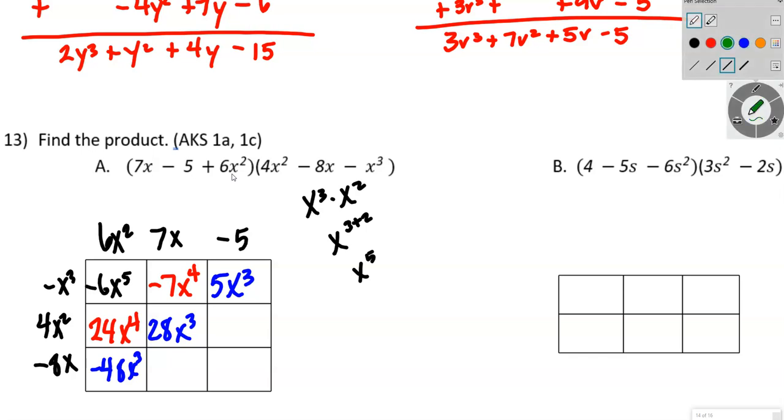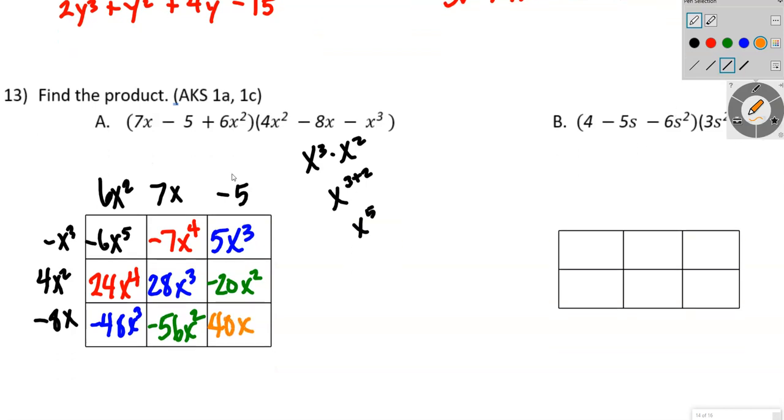Okay. So now we're going to do negative 5 times 4x squared. So that's going to be negative 20 because a negative times a positive is a negative. Then we got 7x times negative 8x. So that's going to be a negative because a negative times a positive is a negative. And that's going to be negative 56x squared. Then we finally have over here our lone term of negative 5 times negative 8x. So that's going to be positive 40x. All right, so now we're going to bring these down.